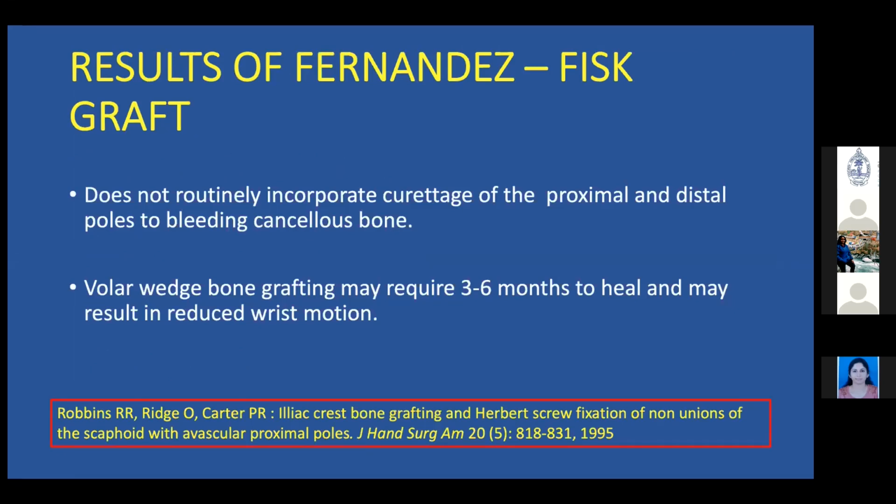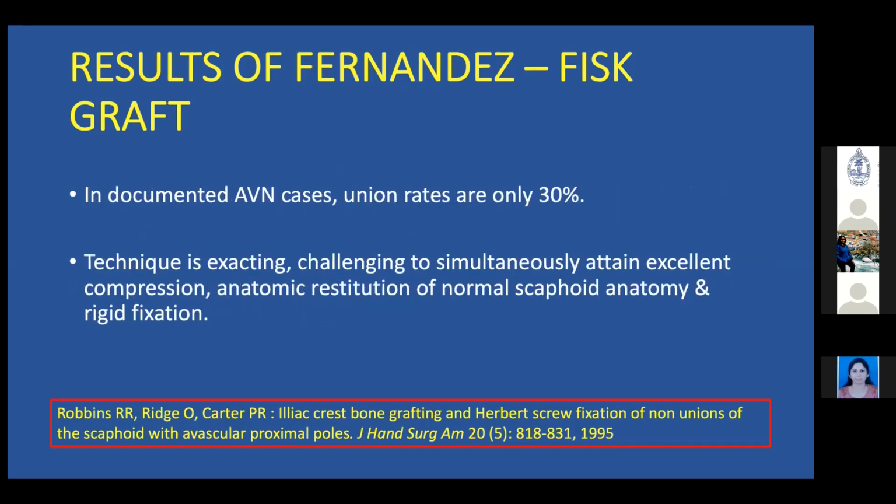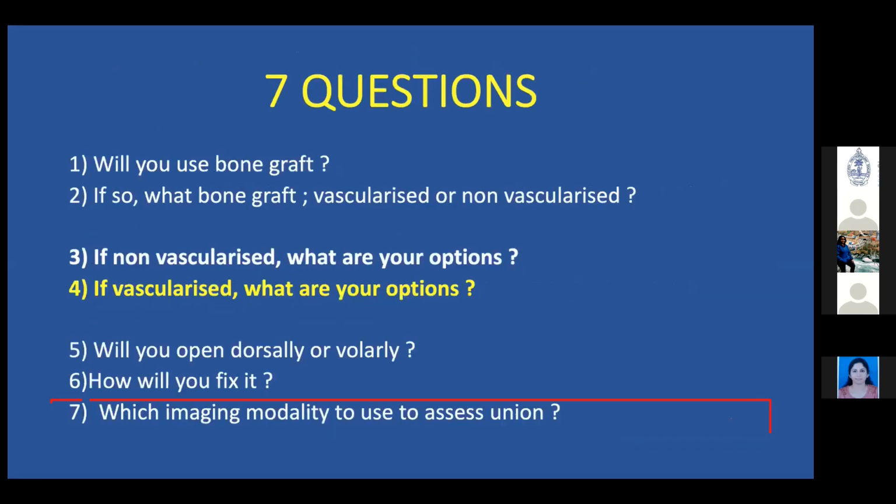So the volar wedge usually requires 3 to 6 months to heal and may result in reduced wrist motion also. And with the avascular necrosis cases, with the Fernandez-Fisk graft, the union rates are only 30%. So the technique is very exacting, challenging to simultaneously attain excellent compression, anatomic restitution of normal scaphoid anatomy, and rigid fixation. So next is, if you are using a vascularized graft, what are your options?